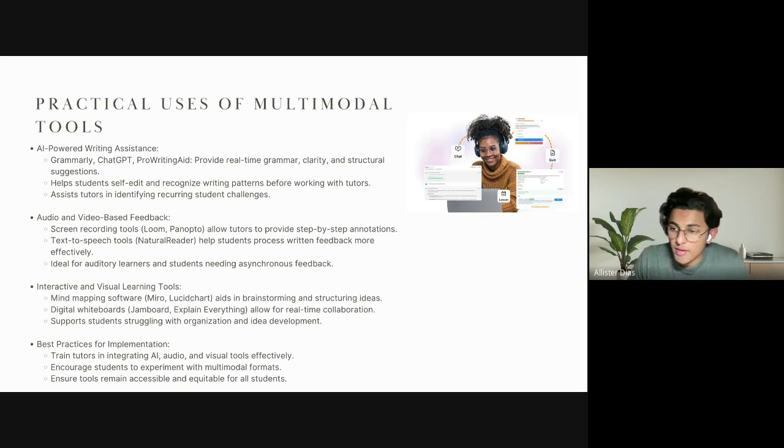We'll start with AI-powered writing assistants, right? You have Grammarly, ChatGPT, ProWritingAid. These provide real-time grammar and clarity structure that helps the students self-edit and recognize writing patterns before working with tutors. So they actually have like a closed feedback loop, and they can really hone down what are the main things that they are struggling with.